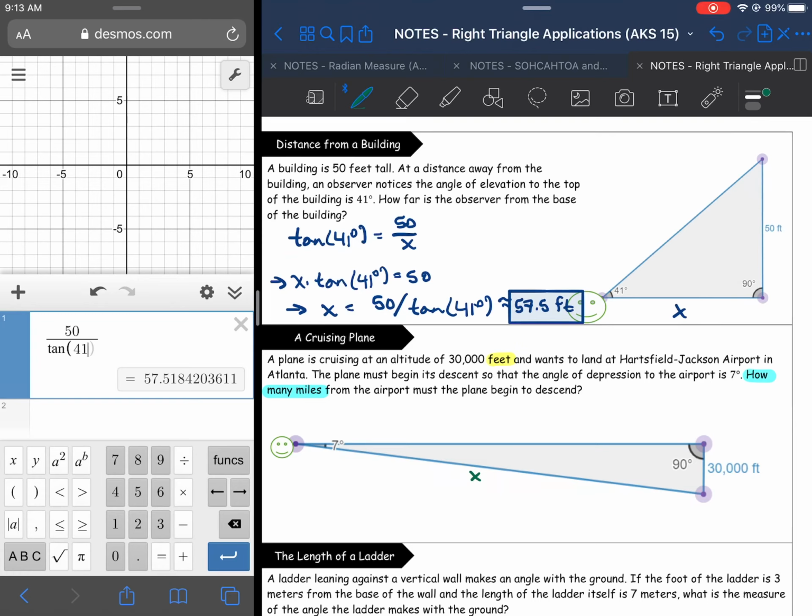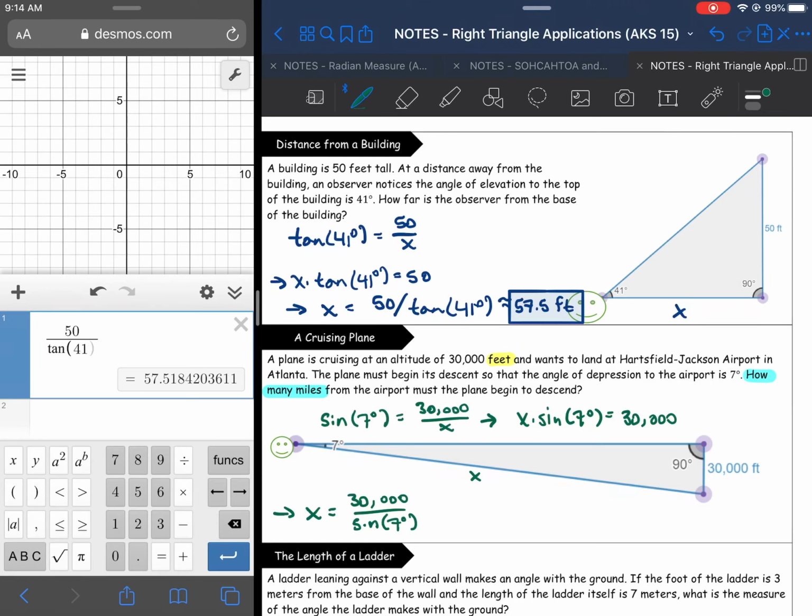So the sine of 7 degrees would be equal to 30,000 divided by x. Multiplying both sides by x, this will give us x times the sine of 7 degrees is equal to 30,000. Continuing to work down here, dividing both sides by the sine of 7 degrees, this tells me that x is equal to 30,000 divided by the sine of 7 degrees.